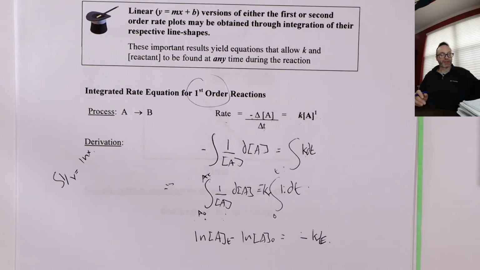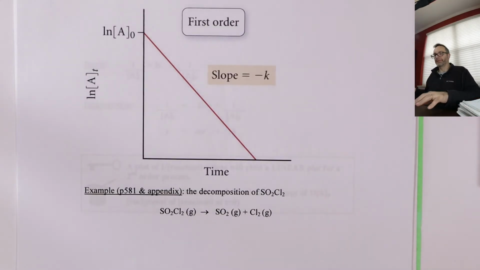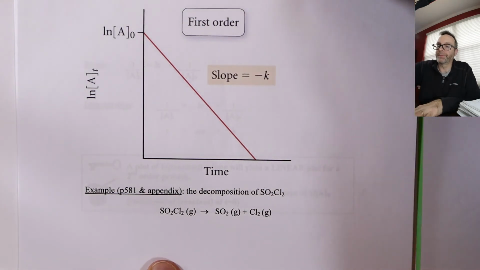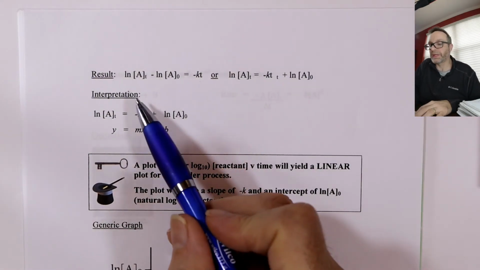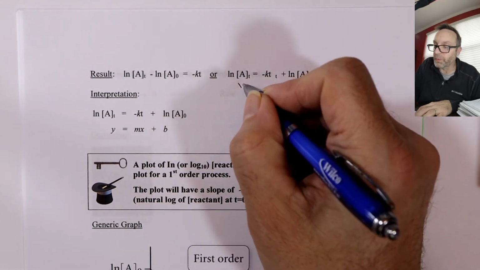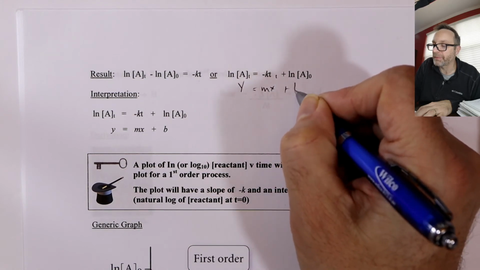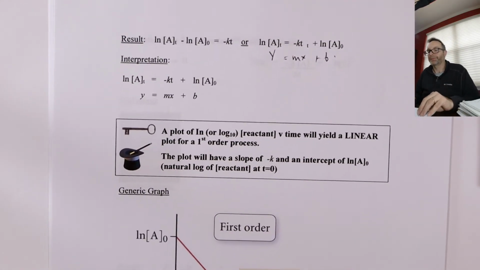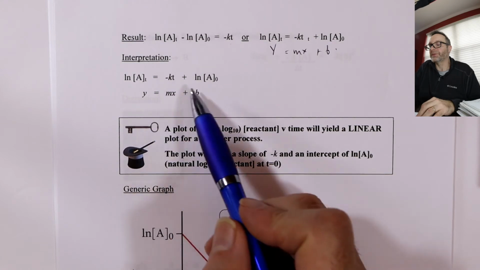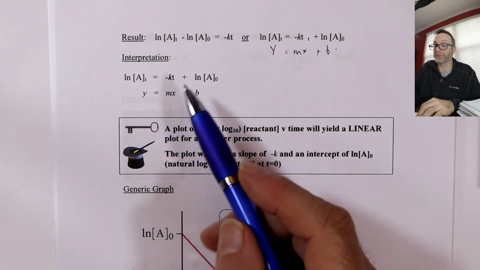Interesting, right? So flip that over. So there's the equation I just had. I'm just going to rearrange that, right? So then I've got y equals mx plus b. There we go. Okay. So that is your straight line version, the integrated rate law equation for first order, right?